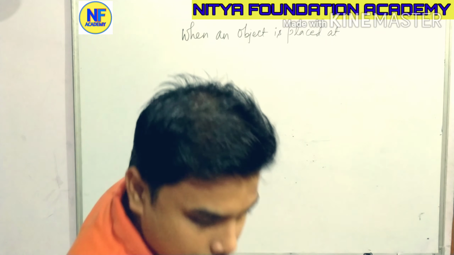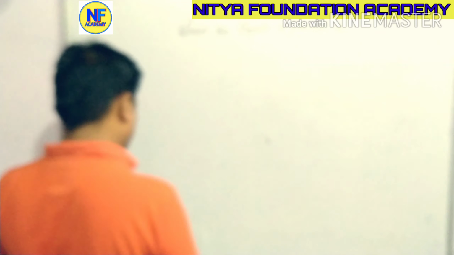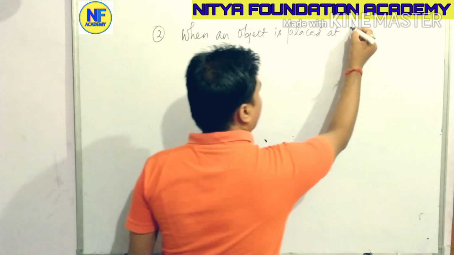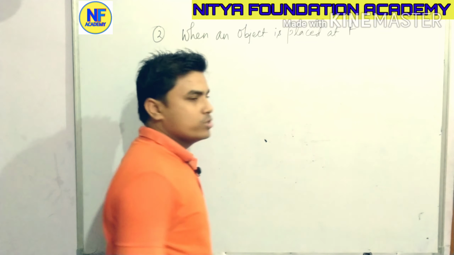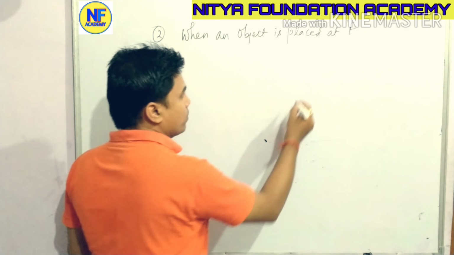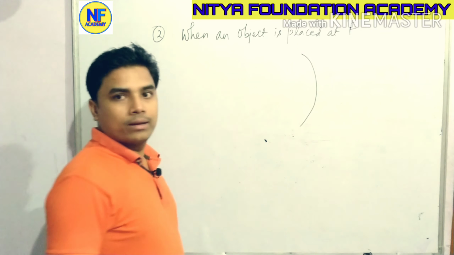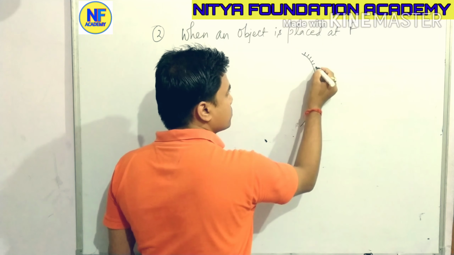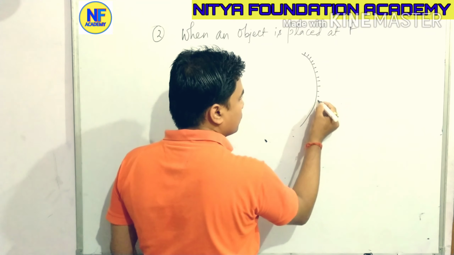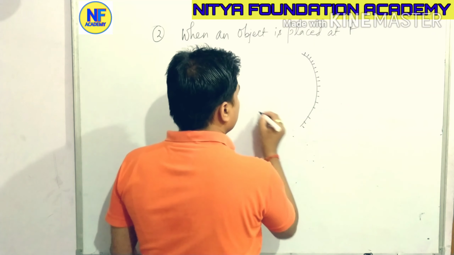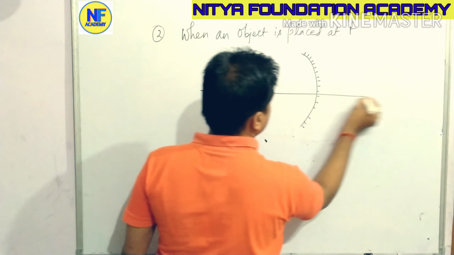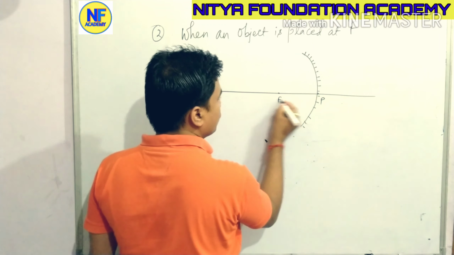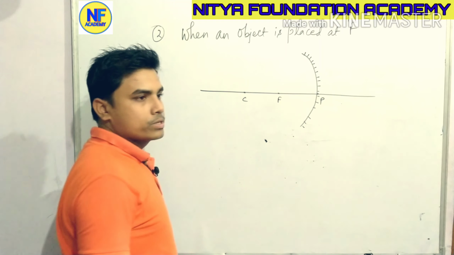So students, we will just move to the second image formation, that is when an object is placed at focus. We will make a concave mirror here. That concave mirror should be polished. Then one principal axis should be drawn here. Here is the pole, here is the focus, and here is the center of curvature.